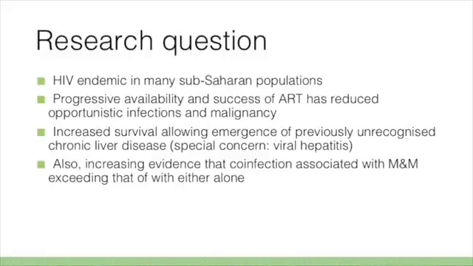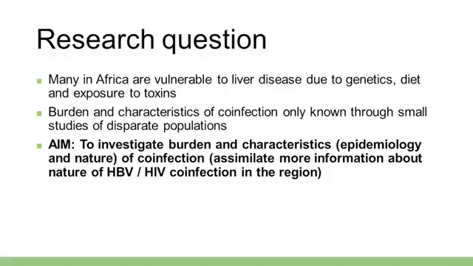Now, there's also increasing evidence that co-infection, that is HIV with viral hepatitis, specifically hepatitis B, is associated with morbidity and mortality exceeding that with either of them alone. So there certainly is some evidence of that. Also, many in Africa are vulnerable to liver disease. Now, that's due to genetic factors, that is due to the diet, and especially exposure to toxins, making their livers really vulnerable to infection.